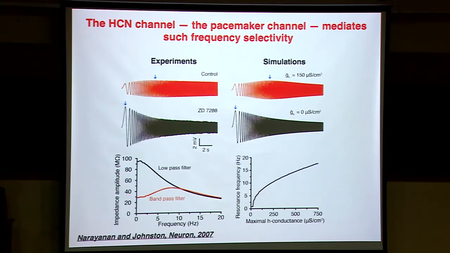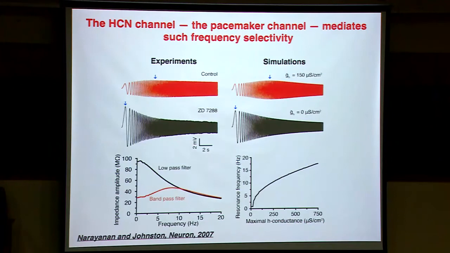What you do is you take a normal cell, which responds like this, and you treat it with a pharmacological agent which blocks what is called the HCN channel. This is the pacemaker channel. It plays a very critical role in pacemaking in the heart as well, and it has implications for oscillations in the brain as well. So you block this particular channel, and you observe that the frequency selectivity is now gone. What used to be a bandpass structure now becomes a low-pass structure once you have this blocker in the bath.